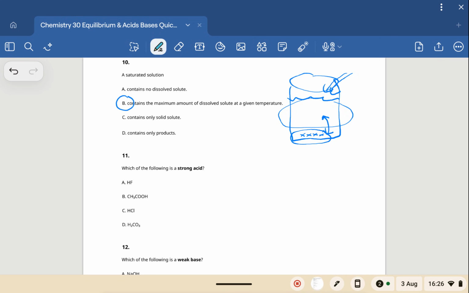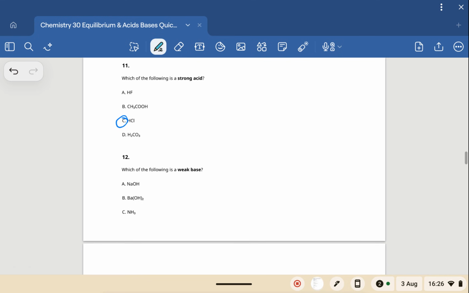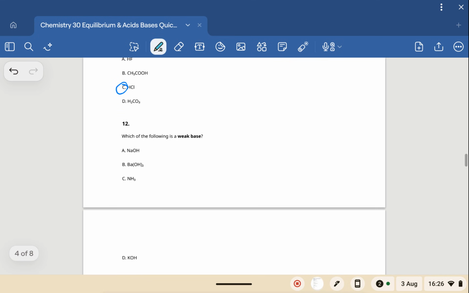And the one that is above the gray line here is HCl. Number 12, which of the following is a weak base? So weak bases do not contain OH. If you see the OH ion, you are a strong base. So the only option here was ammonia, which is C.